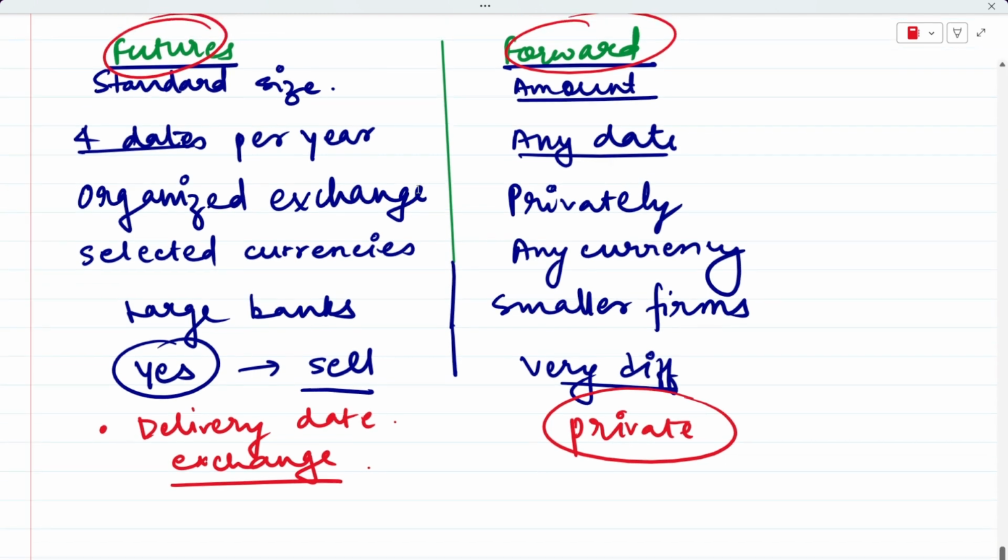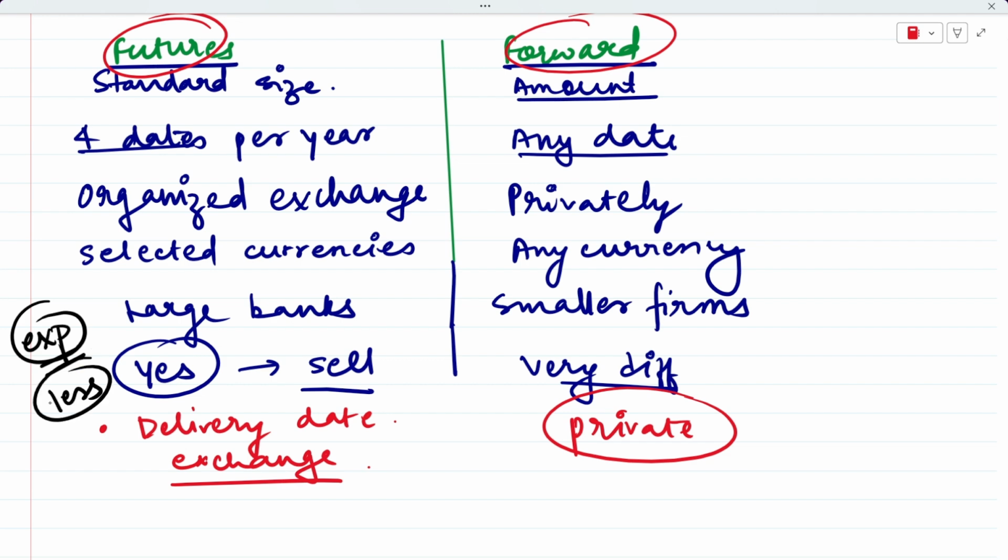And one disadvantage of futures that we see is that a futures contract is also kind of expensive compared to a forward contract. A futures contract is much more expensive, and this is less flexible. As we have seen, this is less flexible in terms of amounts and dates, right?